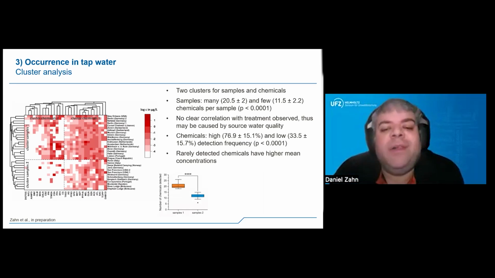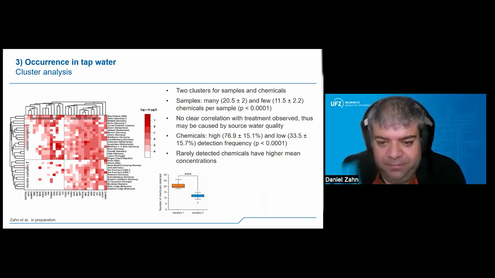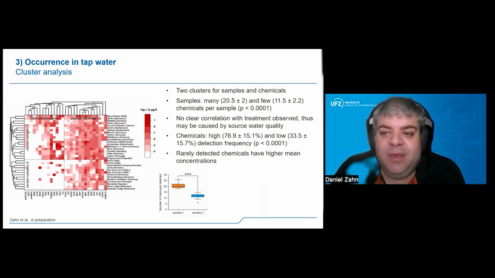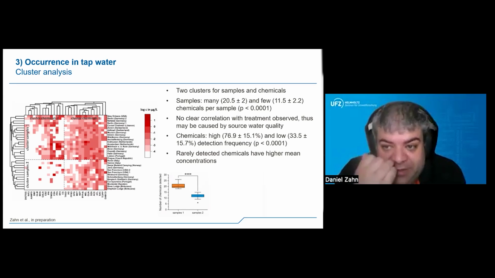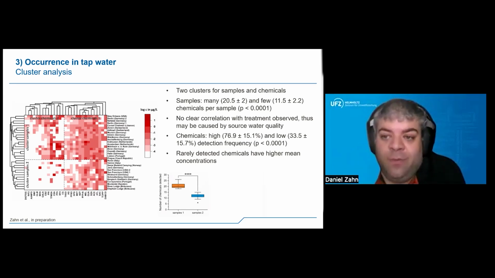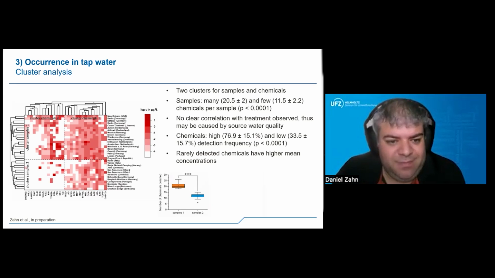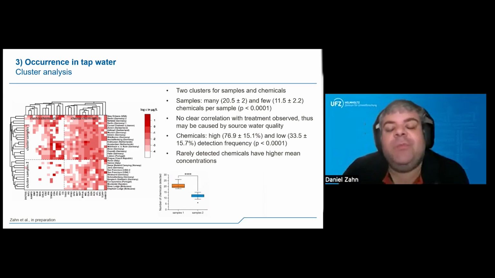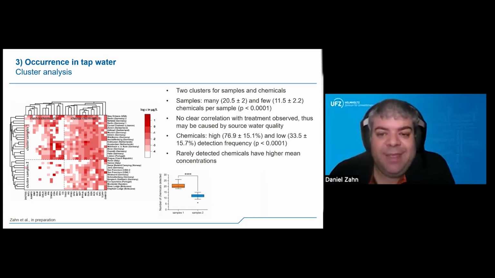Of course, it's not surprising that we have chemical samples with more and with fewer chemicals. What was quite surprising to me is how clear this divide is. It was statistically very significant, with p below 0.0001, and a very clear divide of almost 10 chemicals on average. So this was the first very surprising thing we observed.